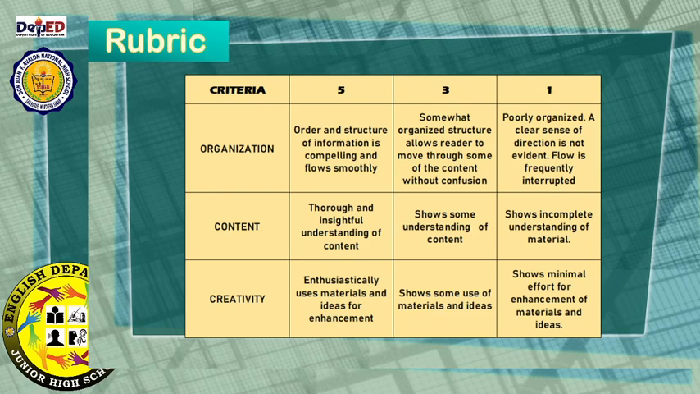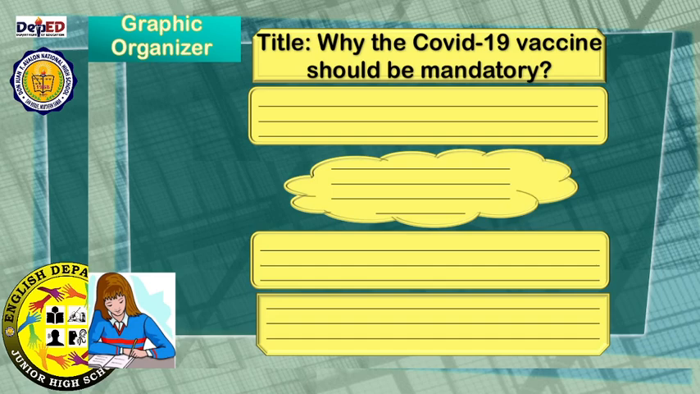Under content, for the 5 score, thorough and insightful understanding of content. For the 3 score, shows some understanding of content. For 1 score, shows incomplete understanding of material. For creativity criteria, enthusiastically uses materials and ideas for enhancement, that is for 5 score. 3, shows some use of materials and ideas. And for the 1 score, shows minimal effort for enhancement of materials and ideas. So you have to consider the criteria being asked in the rubric.